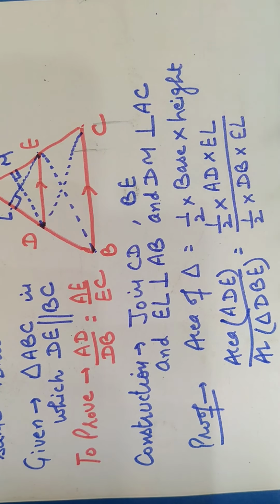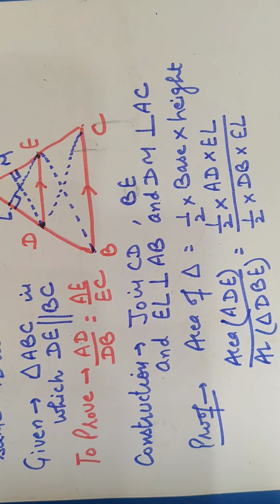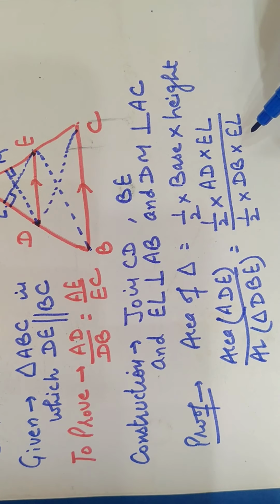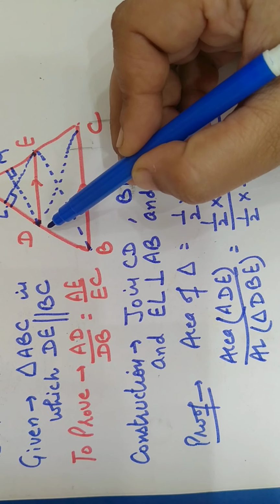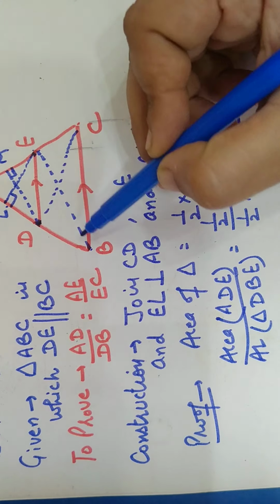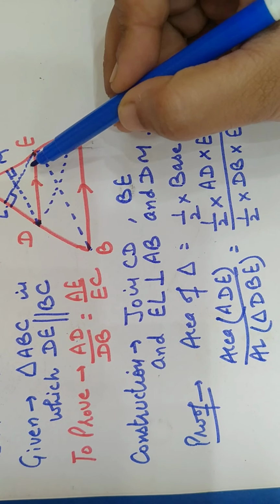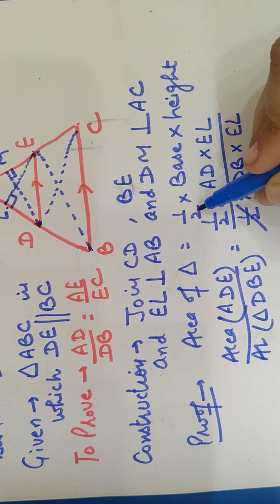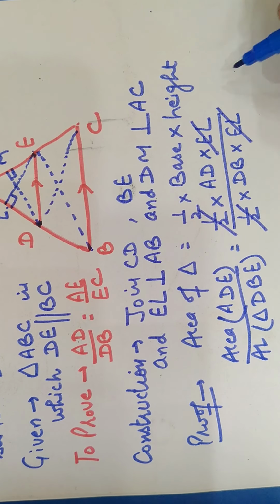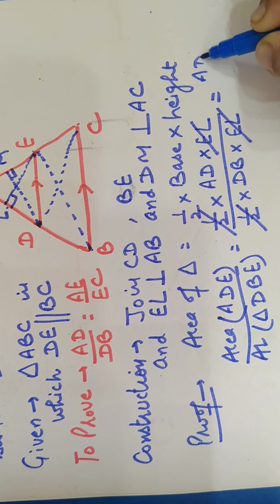Why is the height outside? In lower classes, in 7th class, you all have studied, whenever there is an acute triangle, the height lies inside, but if the triangle is obtuse, the height from the vertex lies outside. So that's why for this triangle, an obtuse angle triangle DEB, the height lies outside. Half EL cancels. Now what is left? AD upon DB.